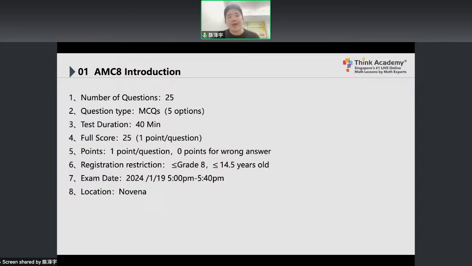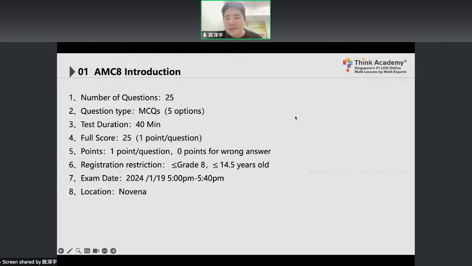The registration restriction is that on the exam day you have to be at most grade 8 and at most 14.5 years old. Next year, the 2024 exam date is January 19th, at 5 p.m. to 5:40. Our Sync Academy cooperates with AMC, so we will choose our test location near Novena. This year it will be an in-person exam, so if you want to take the AMC, you need to come to the Novena test point.